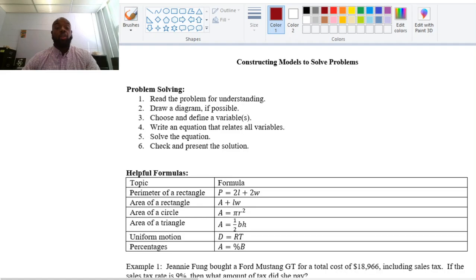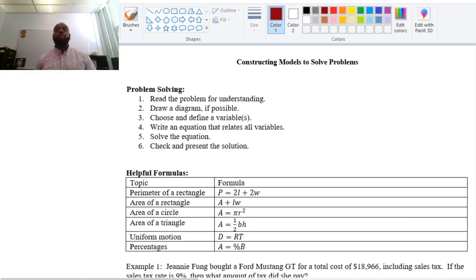The second thing you can do is draw a diagram if it's possible to do so. As the old saying goes, a picture is worth 1,000 words. And so sometimes when you see things graphically or with a picture visually, you can reason a little bit better. So that may be helpful.